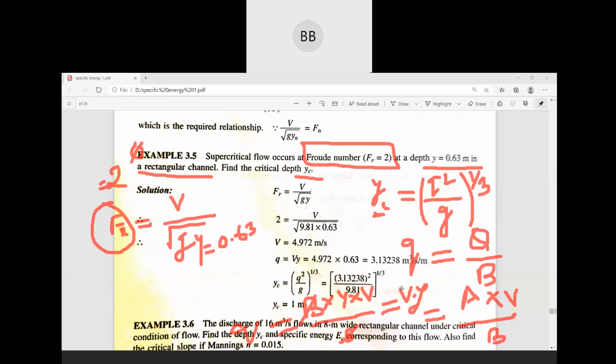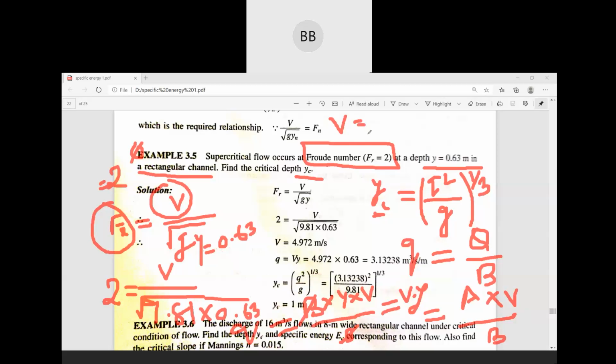So velocity is not known to us. y is known to us, it's given, that is 0.6. So from this Froude number equation, you can find out the velocity. As your Froude number is already known to us, it's given, that is your 2. Velocity is not known to us. Acceleration due to gravity is 9.81, multiplied by depth of flow. Depth of flow is given, 0.60. Using this expression, you can find out the velocity easily.